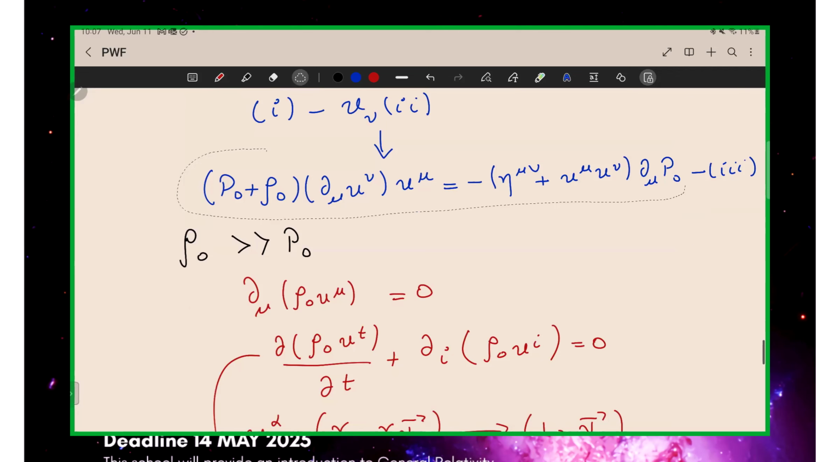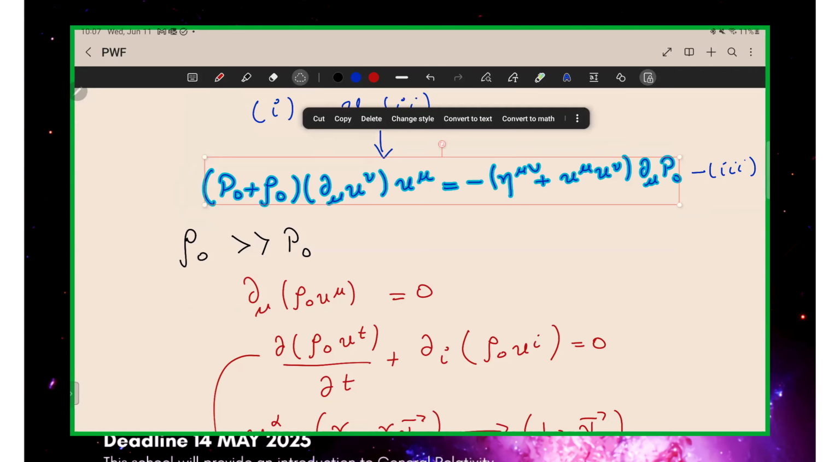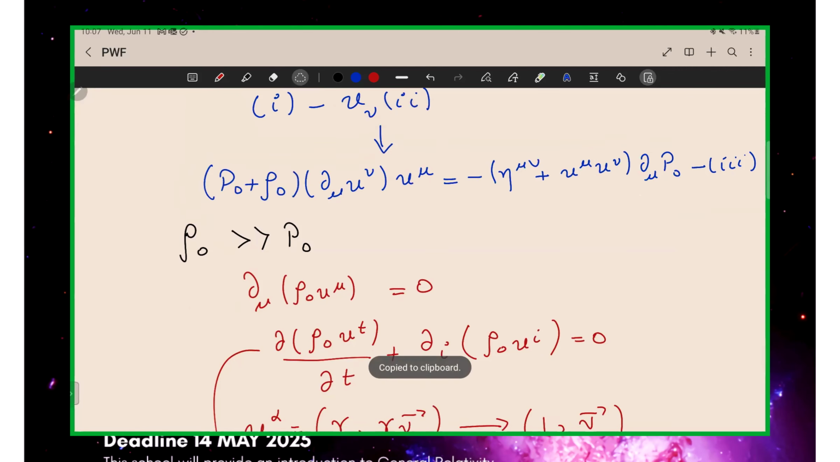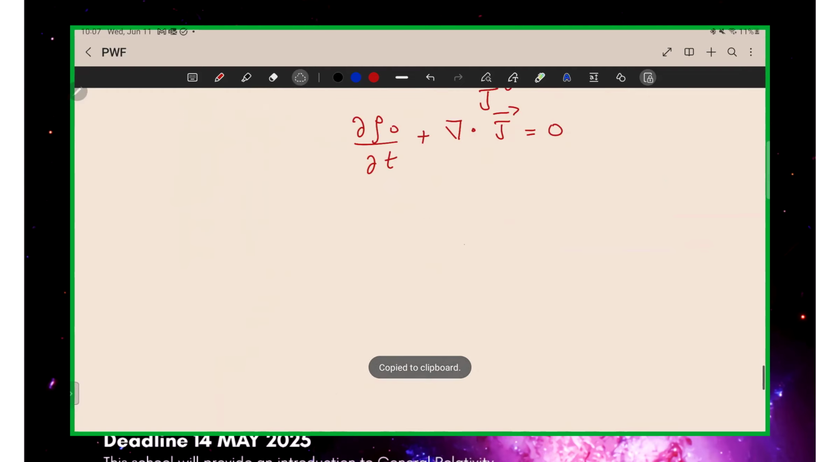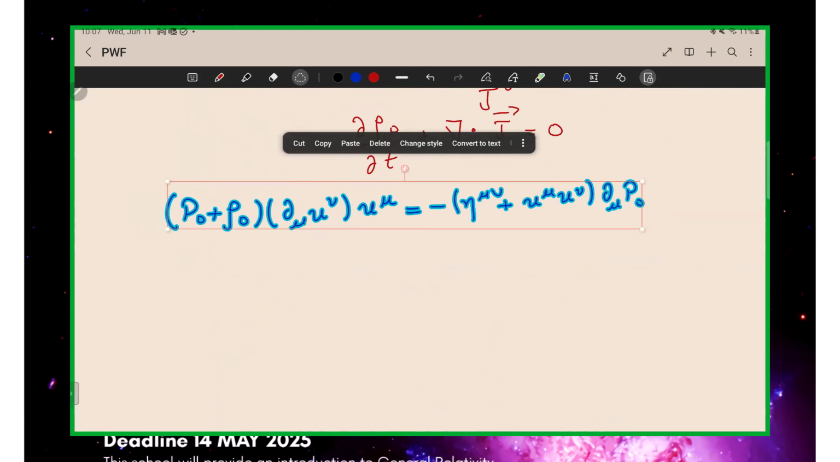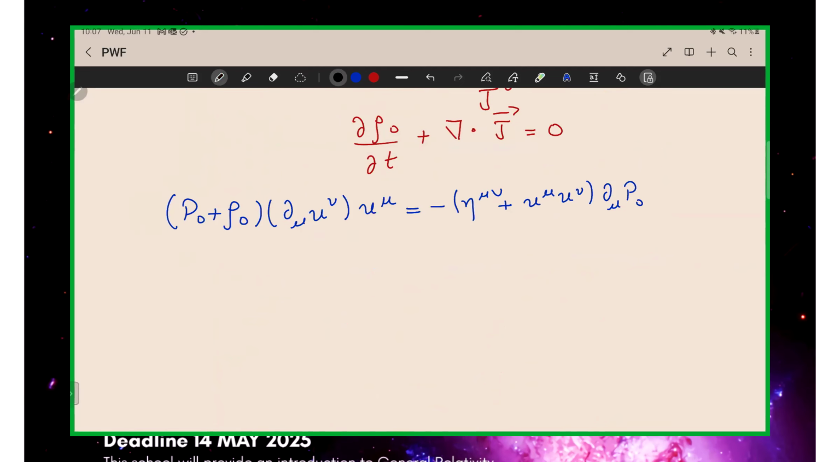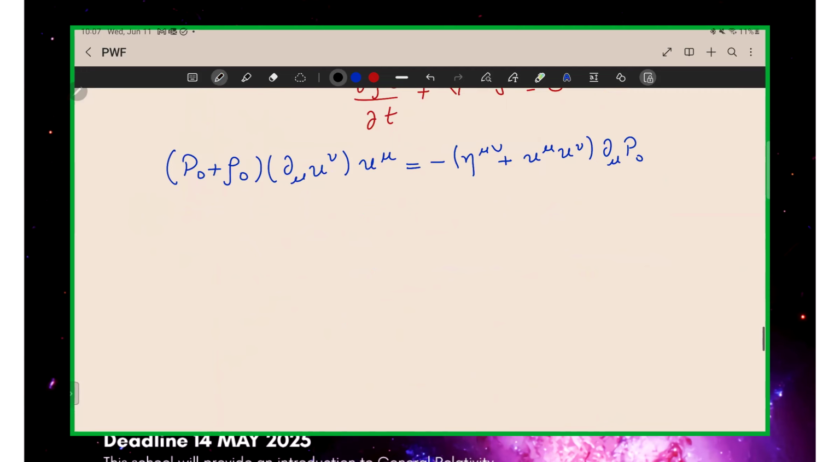Let's talk about this equation 3. Let me just copy it. Let's see what this gives you in the non-relativistic limit. Okay, so if you again drop pressure terms in comparison to the rho terms, this term should go away. So just get rid of this term. What about the other terms? Let's see. So the other terms give you this thing.